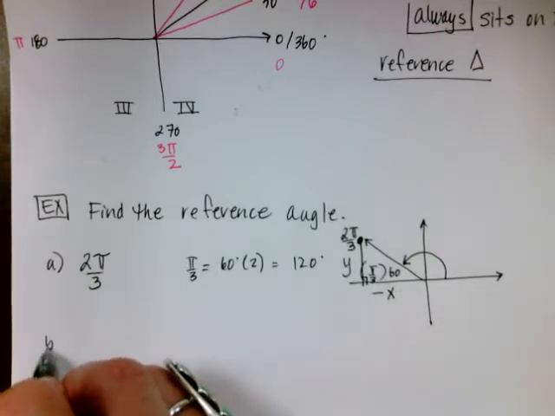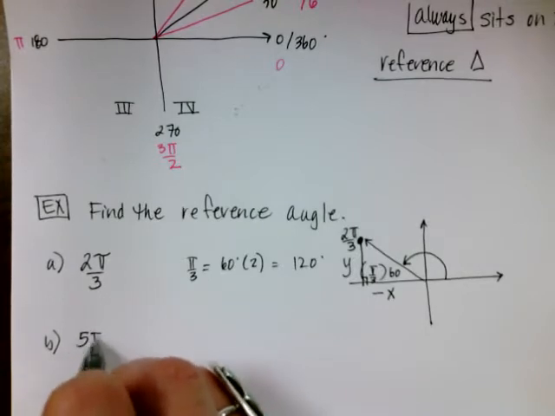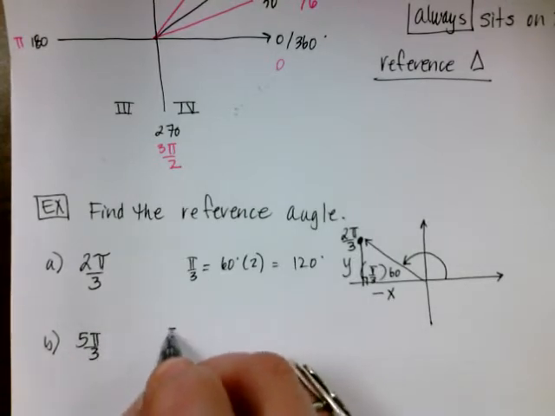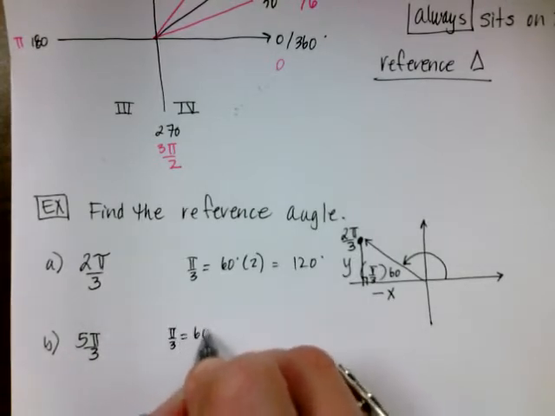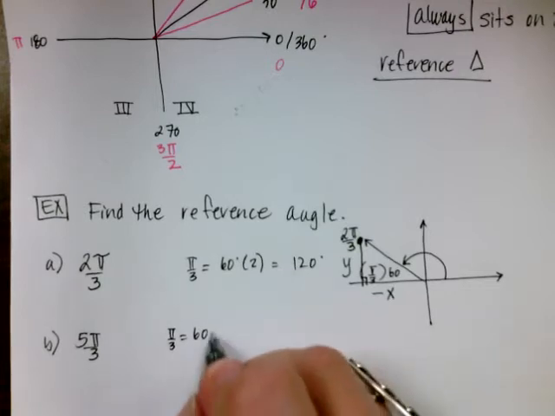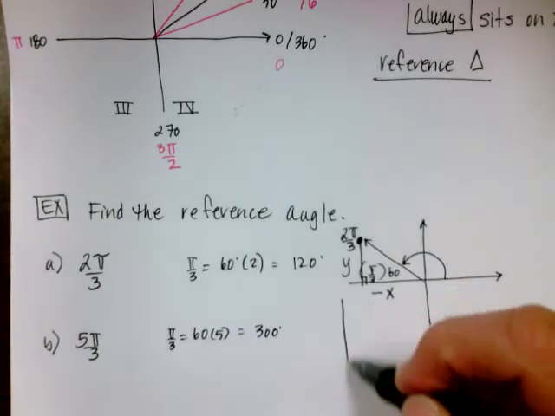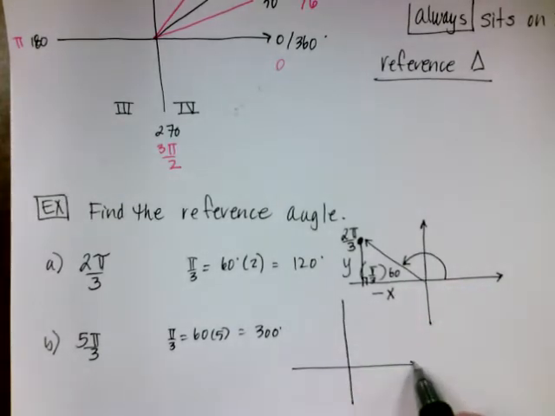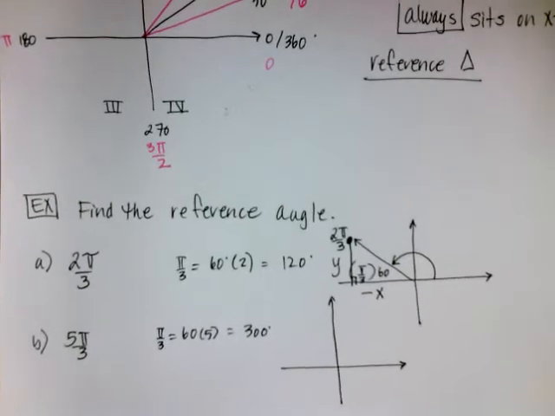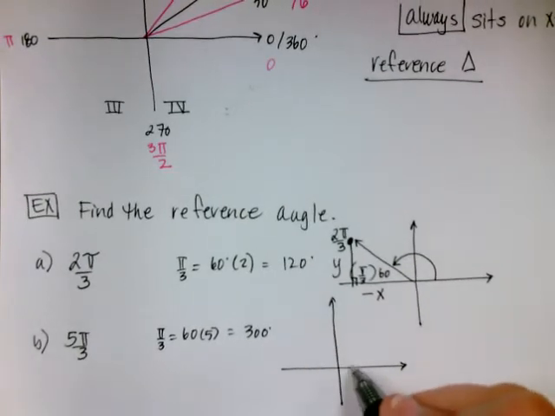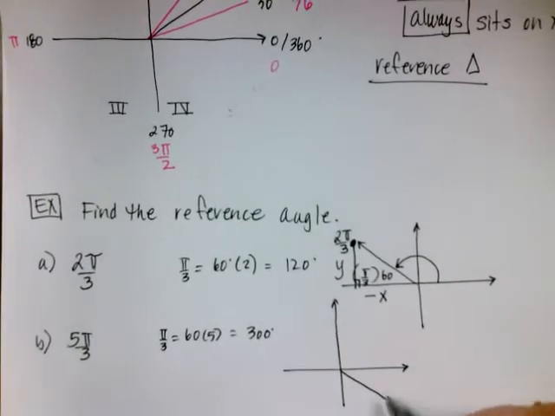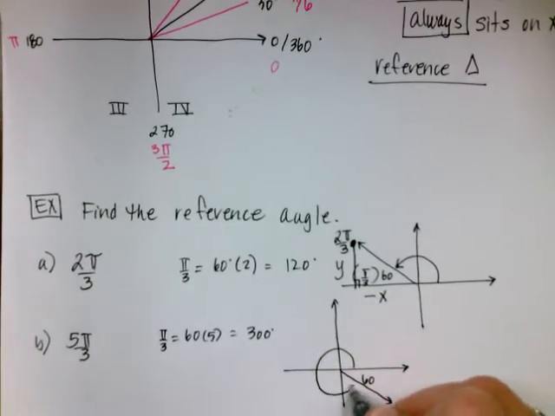All right, the next example, I'm going to have 5 pi over 3. Again, pi over 3 is 60, and I expect you to have that memorized. 60 times 5 is going to be 300 degrees. Okay, so now I'm going to draw my diagram. I will expect you to draw these diagrams on every problem. Okay, so 300 degrees is all the way around, and it's 60 degrees shy of one full rotation. So that is my 300 degrees.